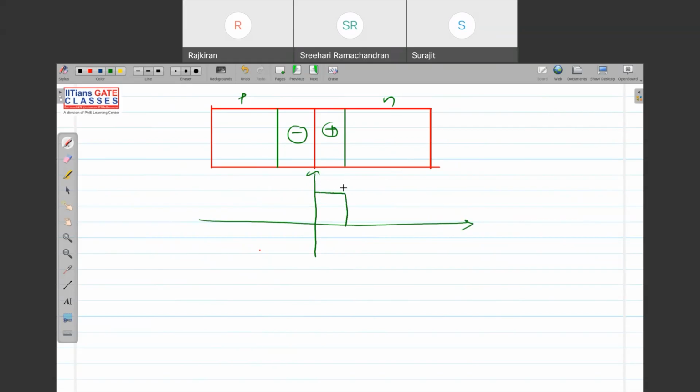N_D per centimeter cube. And in the P side, it is minus N_A per centimeter cube, because in the P side I am getting negative charges. In the P side, all the bounded atoms are negatively charged. In the N side, the bounded atoms are positively charged. That's why, if you plot the charge density, here it is neutral, because here there is no charge.